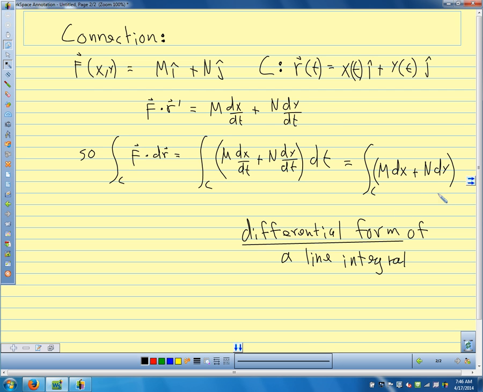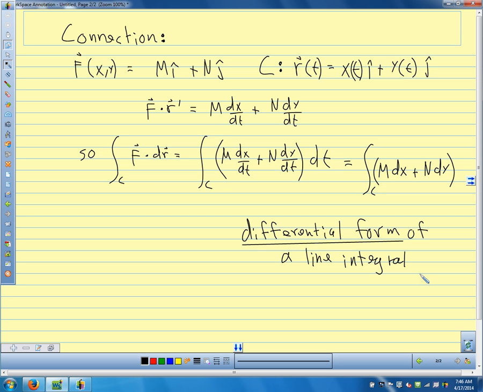So I just want to do a couple of examples of using this differential form rather than going through this process of parameterizing our curve and expressing the f in terms of the parameter, et cetera, et cetera. We're going to use this form. So questions on how we came up with this differential form? Okay.